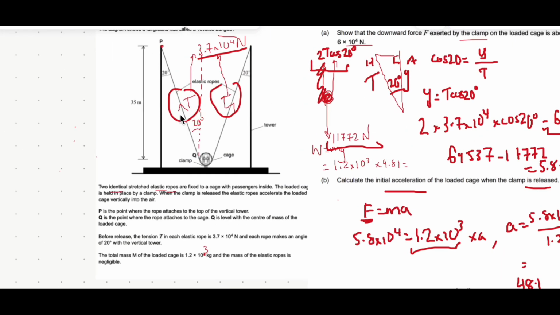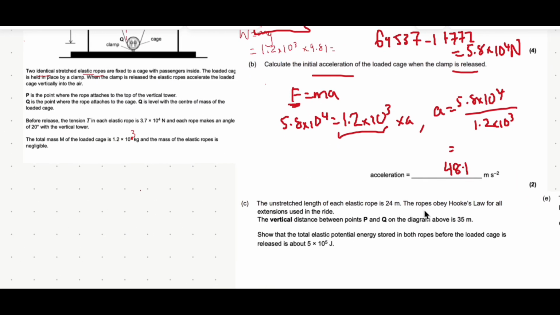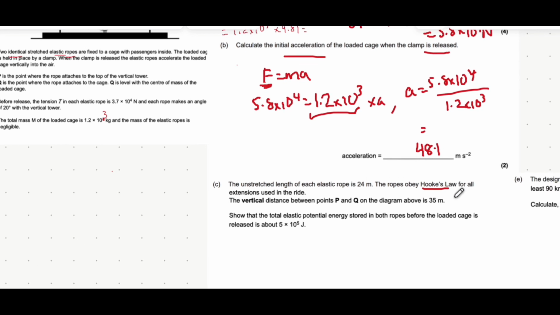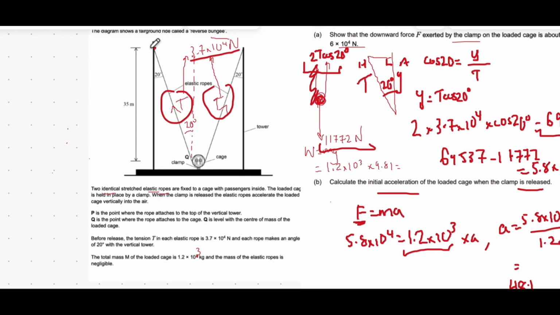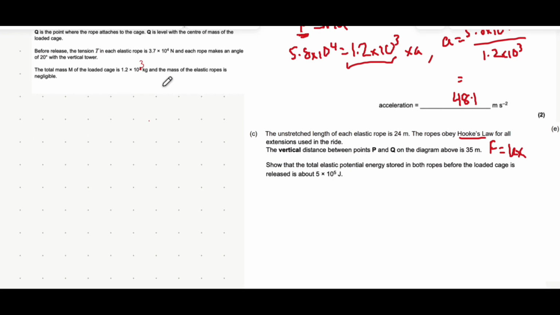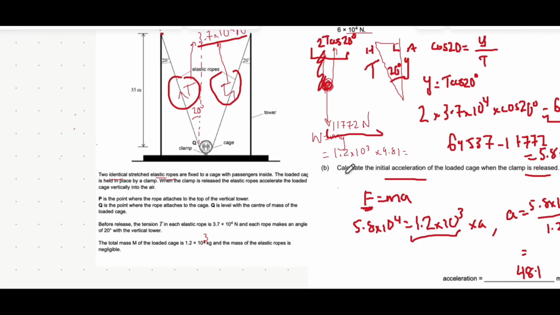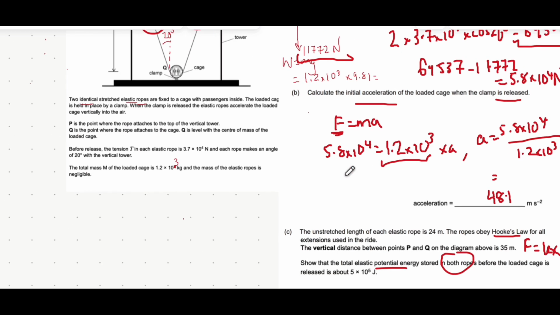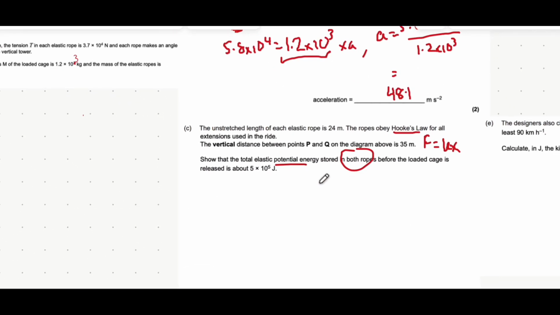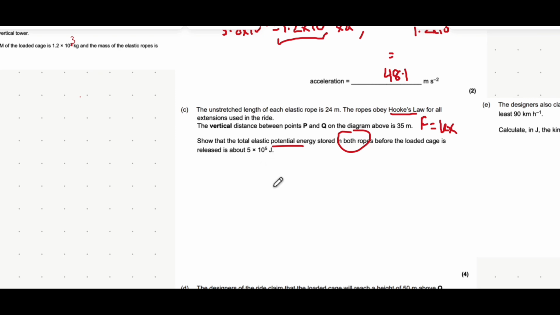Moving on to the next part of the question, it says the unstretched length of each of these ropes is 24 meters. The rope obeys Hooke's law, where force is equal to a spring constant multiplied by extension, or force is directly proportional to extension. The vertical distance between points P and Q is 35 meters. Yes, it's already said that before. And it wants you to show the total elastic potential energy stored in both ropes. So you have to find it for one of the ropes and multiply by 2 because it's the same across both ropes, before the loaded cage releases, about 5 times 10 to the 5 joules.